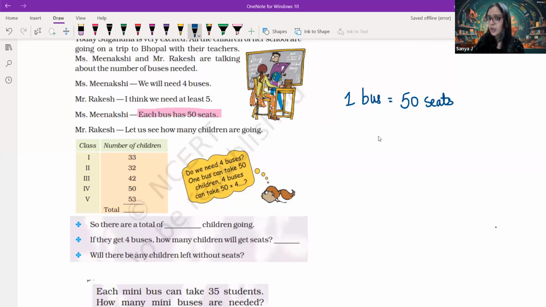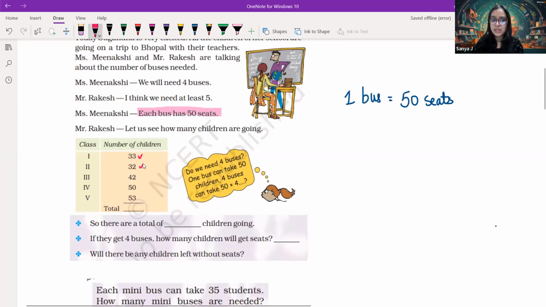If in one bus 50 students can come, let's first try to find how many children are going on the trip in total. Mr. Rakesh has a list with him, and he counts the total number of students. So 33 plus 32 plus 42 plus 50 plus 53, that is 210 students. So a total of 210 children are going on the trip.